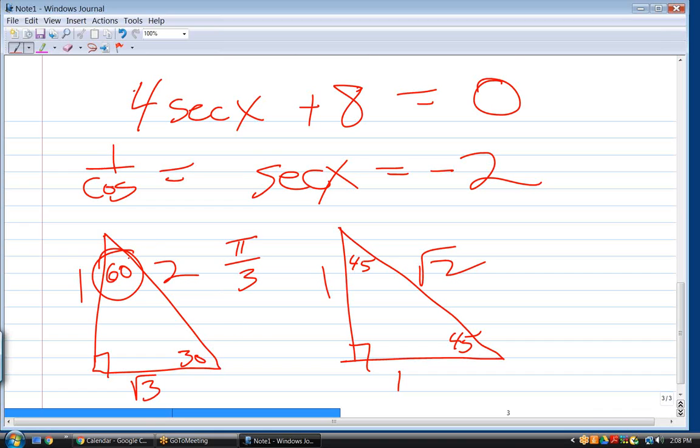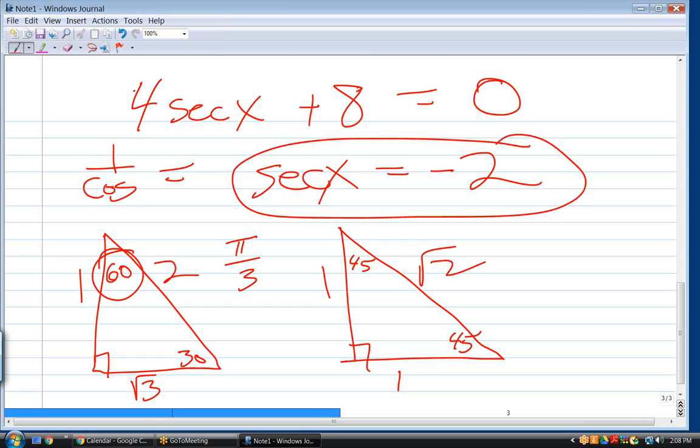Okay, so secant of 60 degrees is the reciprocal of cosine, which means the secant of 60 degrees is 2 over 1. That's what we're looking for. So 60 degrees, pi over 3, is our angle. Now the question is which quadrants it's negative in. Okay. Which one?